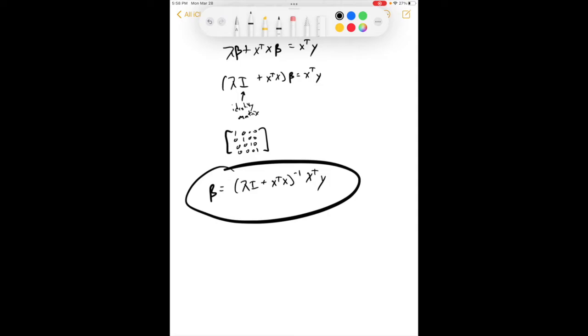There's an important theoretical aspect to this, which is that adding this lambda times I, this diagonal matrix, to the x transpose x ensures that the matrix is always non-singular, even if x transpose x doesn't have full rank. Now that's, like I said, a little theoretical, but what it means is that this vector of beta values always exists. So this will always work.